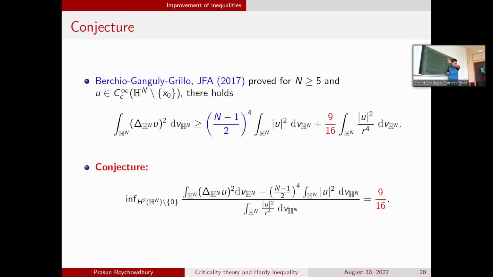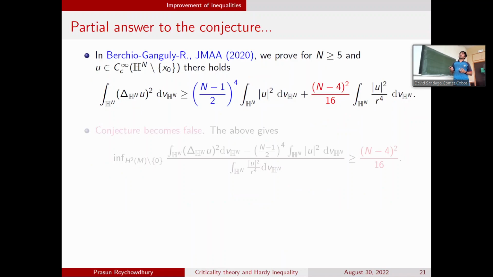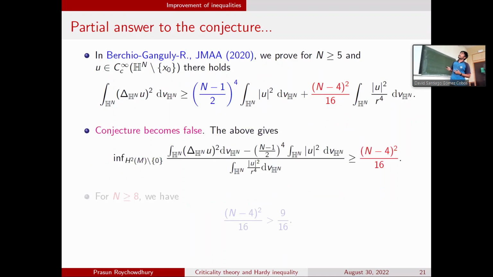Keep this term, take minus of this term, where this is the best possible constant. If we take this ratio, then the infimum will be 9/16. They said this ratio will be exactly 9/16. But we proved a different kind of inequality. If we have this inequality and we take the ratio, just taking the infimum on that side, it will always be greater than or equal to (n-4)^2/16, right? When we have this kind of inequality.